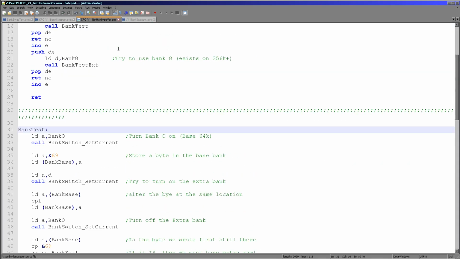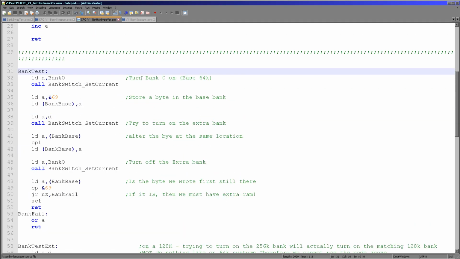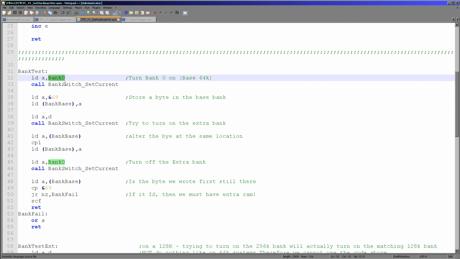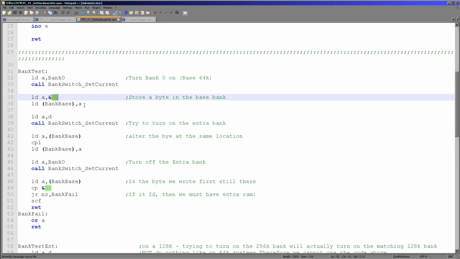So how are we actually detecting the banks? Well, let's have a look. The principle's the same in all cases, but there are some differences depending on what we're actually detecting. So first we page in the basic 64K bank. We then write the value 69 to the bank base, which is 4000, the start of the upgradable memory. We're using 69 just because it's a random value. Using 0 would be a bit too simplistic, or 255.